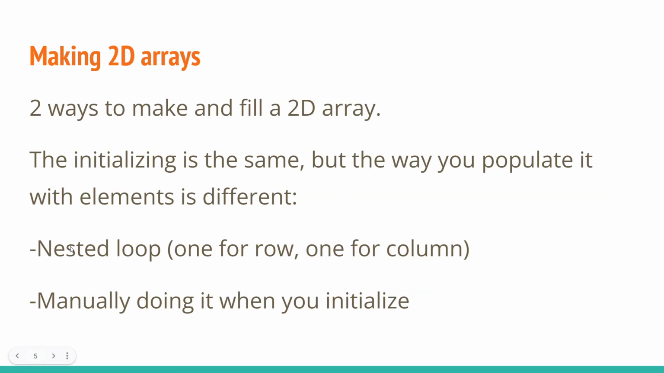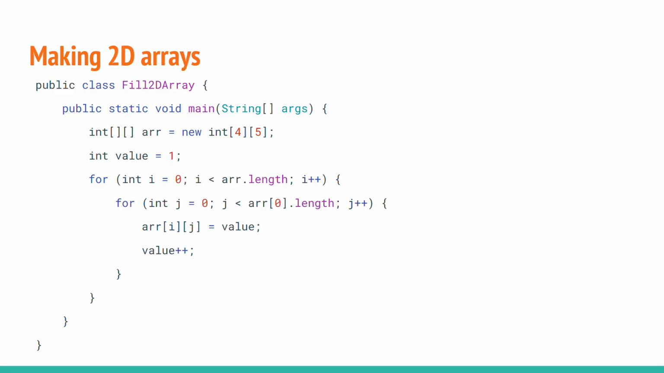Okay, so now that we know the basic structure of a 2D array, we want to learn two ways to make and fill up a 2D array. Now, the actual initialization is the same, but the way we're going to be populating it with elements is different. So first we have the nested loop one, where we have one loop for the rows and one loop for the columns, and then manually doing it when you initialize.